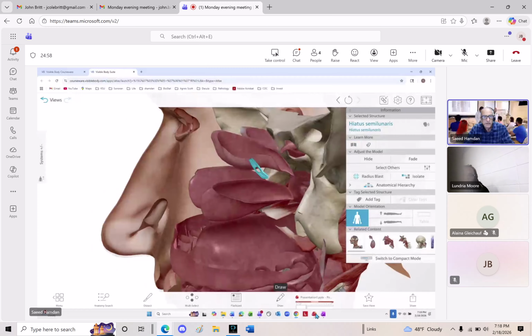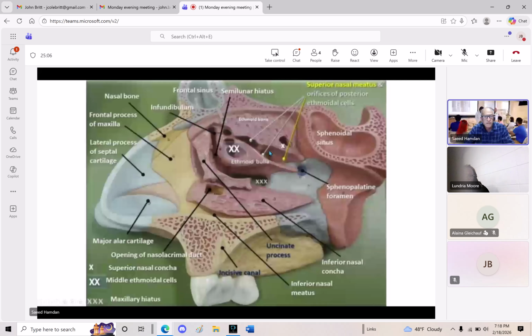So basically, when you look at the conchae, the dry model we have in the lab is similar to this one. This is the ethmoid bone, right? And this is showing you the first X, this one right there. This first X is the superior nasal concha. This is the two X's. This is the middle. And now this one here is showing you the maxillary hiatus.